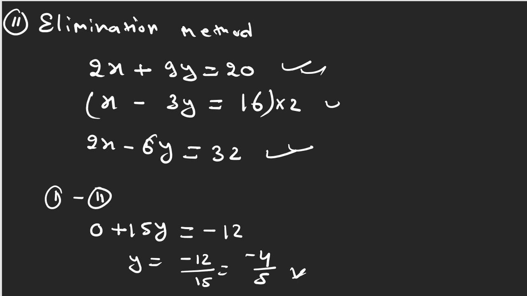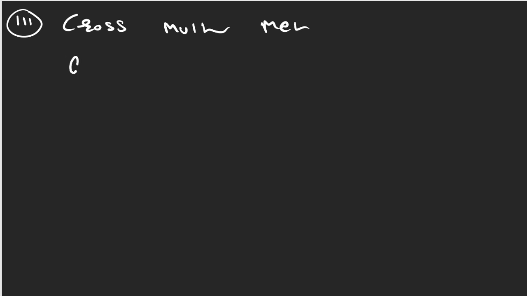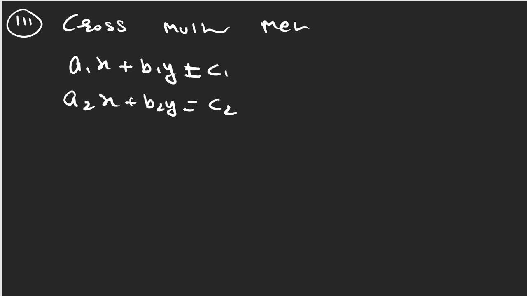Now third, we are going to see the cross multiplication method. So what we do in the cross multiplication method, suppose that we have some equations. The third type of method to solve equations in two variables is cross multiplication. So here, suppose that we have the equations a1x plus b1y is equal to c1, and a2x plus b2y is equal to c2.